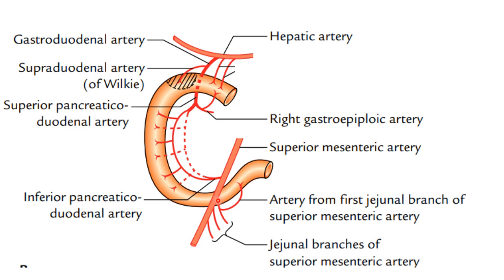Then is the artery from the first jejunal branch of the superior mesenteric artery. This is the first jejunal branch of the superior mesenteric artery. So an artery from the first jejunal branch of the superior mesenteric artery supplies the fourth part of the duodenum.